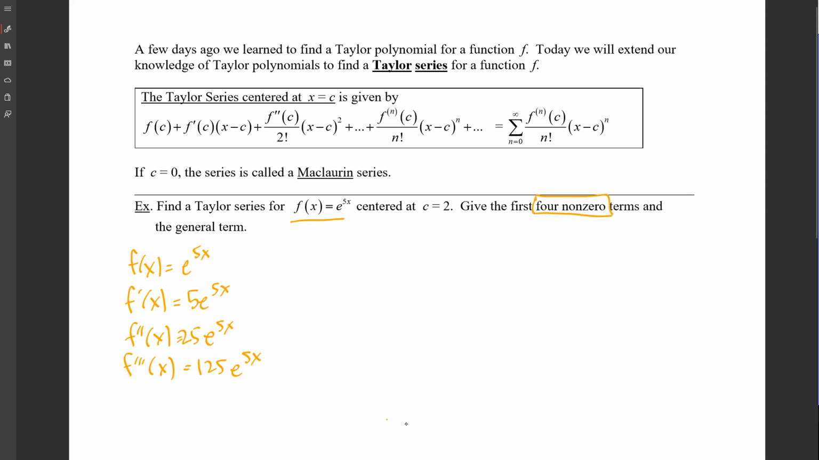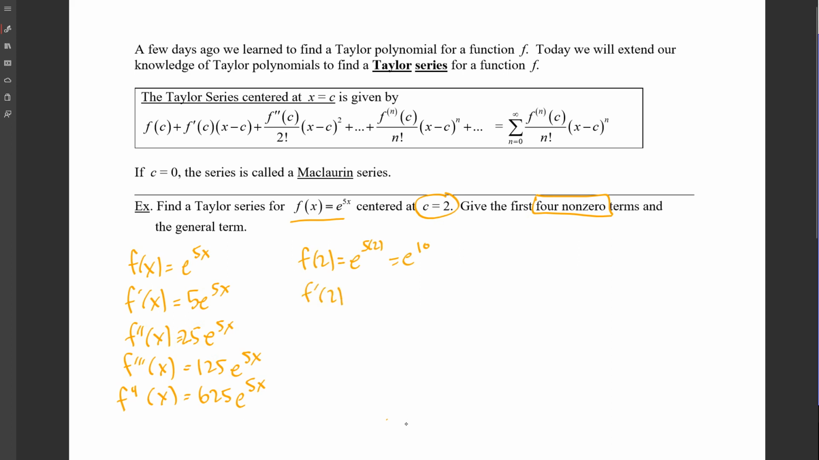I don't know if any of my terms will go to 0, but let's go to the fourth derivative just in case. So the fourth derivative will be 625e to the 5x. All right, so now I want a table with all my c's equal to 2. So I'm going to substitute c into each of these x's. So f of 2 is equal to e to the 5 times 2, which is e to the 10.